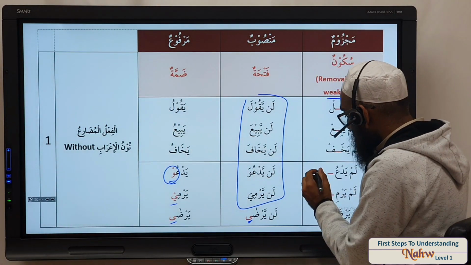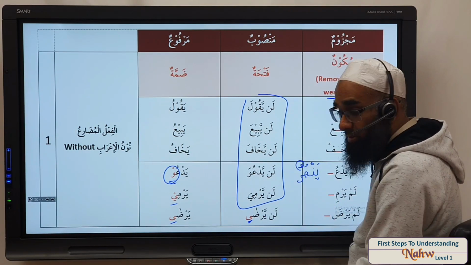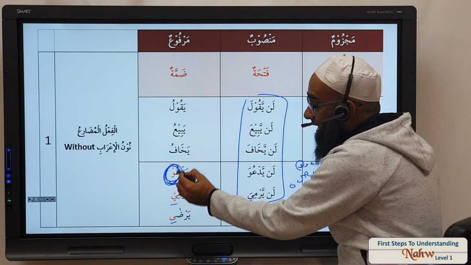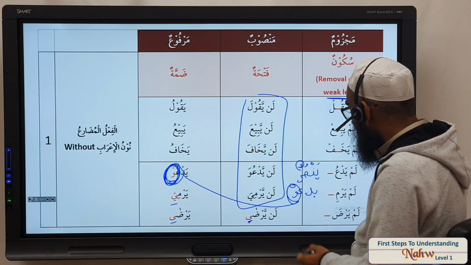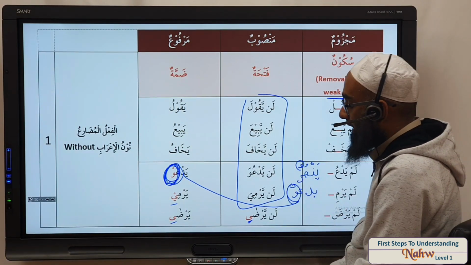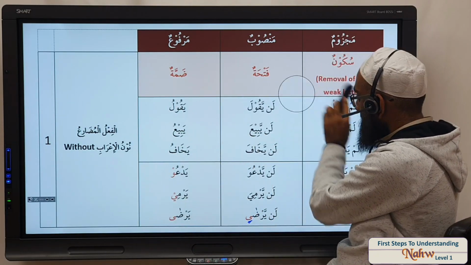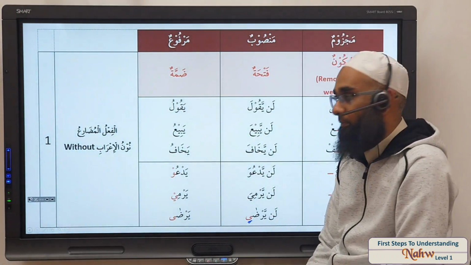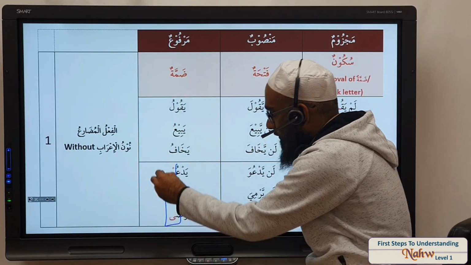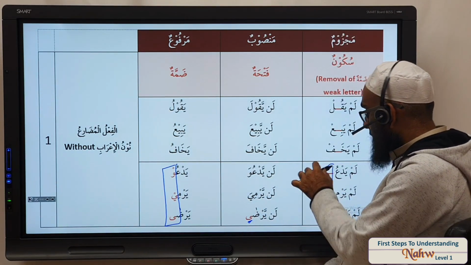So for example, yansuru, you make it majzoom by dropping the dhamma. But when you have yad'u, the dhamma has been dropped already. So when you come here, you just drop the waw altogether. So it becomes lam yad'u, lam yarmi, lam yarda. You drop the alif, waw and the ya. That's how the majzoom state is expressed. Do you understand? Does everybody understand that one? So at the ending here, the harful illa, the dhamma is dropped. And here at the ending, the harful illa is dropped.